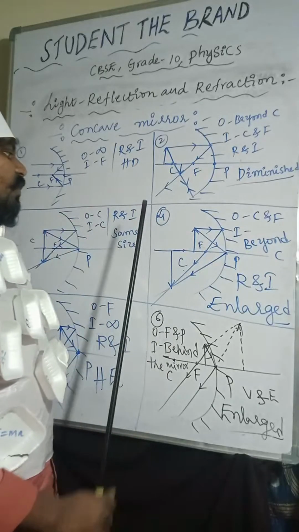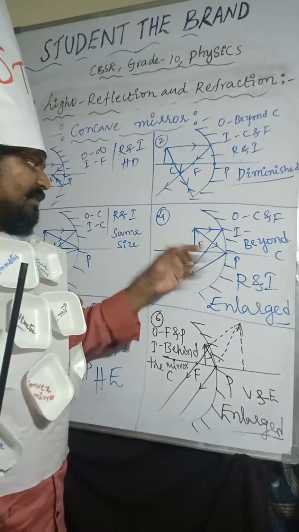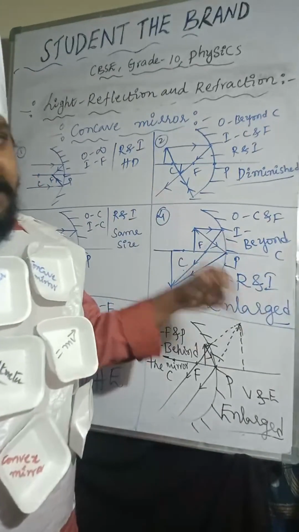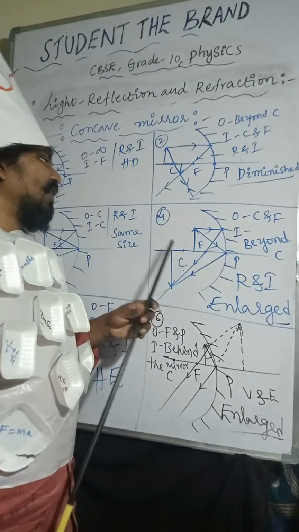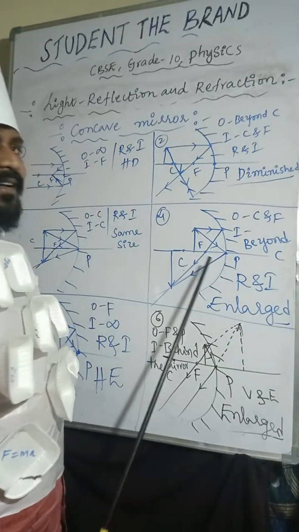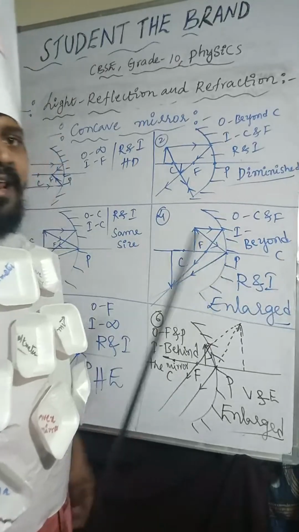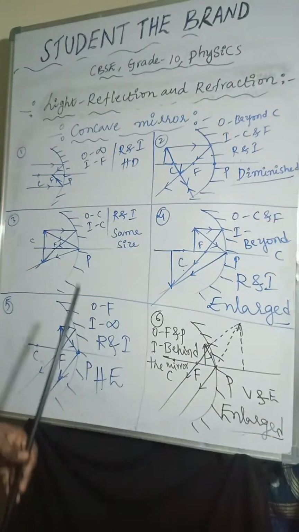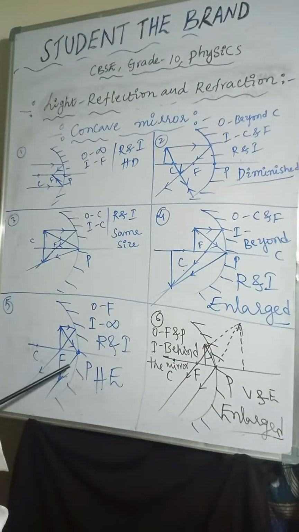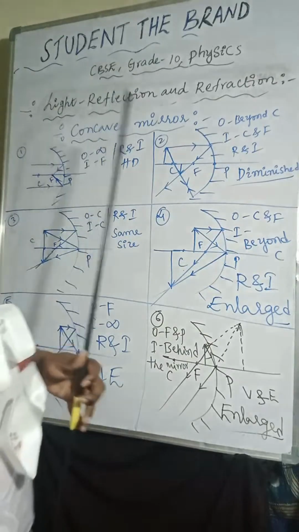Coming to fourth one, when the object is placed between C and F, where will the image form? Beyond center of curvature. Nature of the image is real and inverted and enlarged. Size of the image is enlarged. Coming to fifth one. Object is placed at F, where image will form at infinity. What is the nature of the image? Real and inverted. Size of the image is highly enlarged.